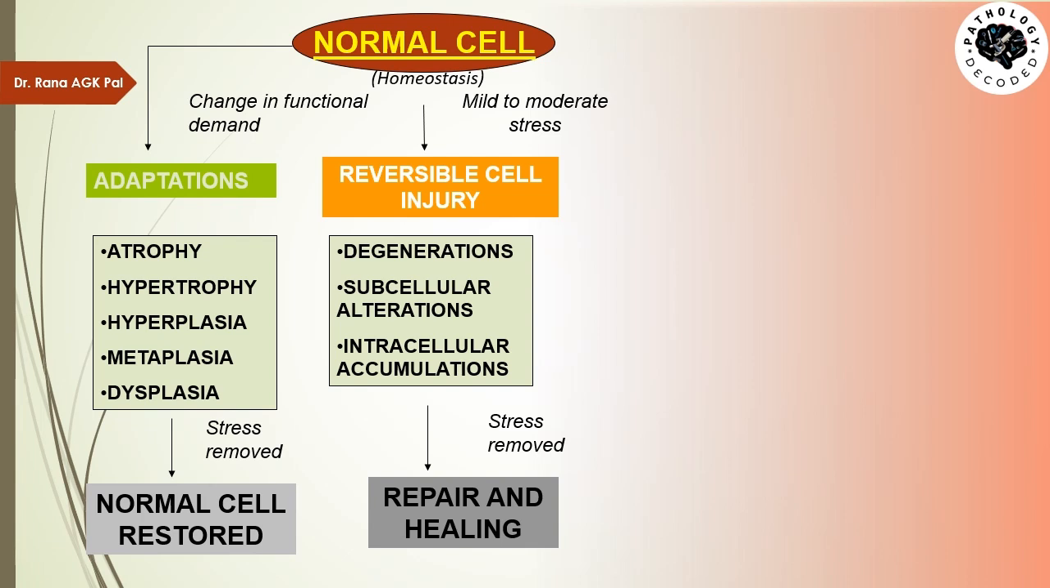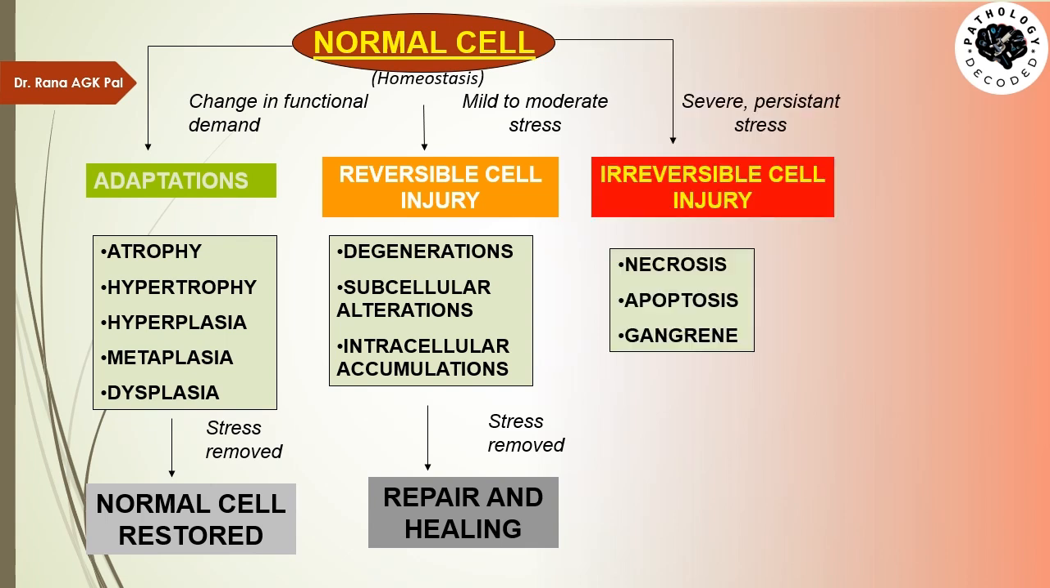If this stress is of severe nature or if it persists for a long time, then the cell undergoes what we call as irreversible cell injury. This irreversible cell injury presents in form of necrosis, apoptosis, and gangrene. These are the 3 ways in which the cell dies. So irreversible cell injury leads to cell death in 3 ways: necrosis, apoptosis, or gangrene.